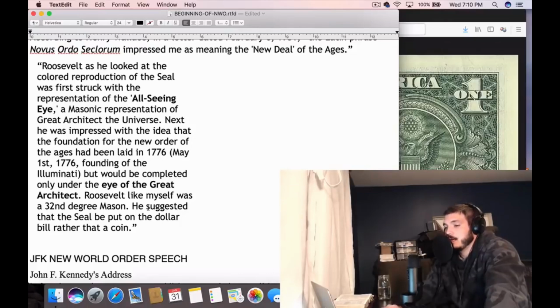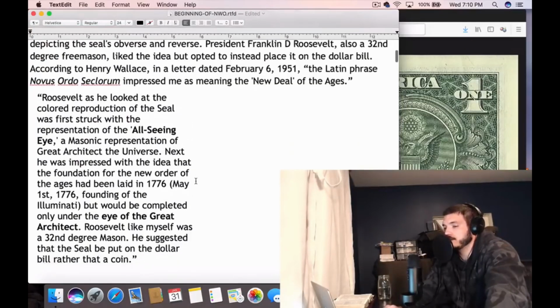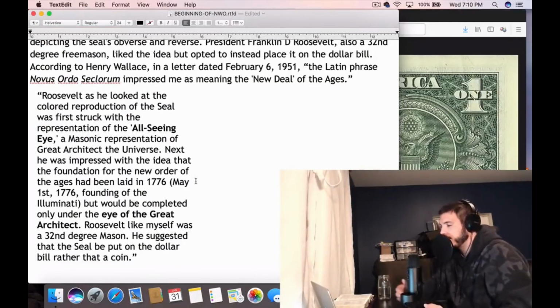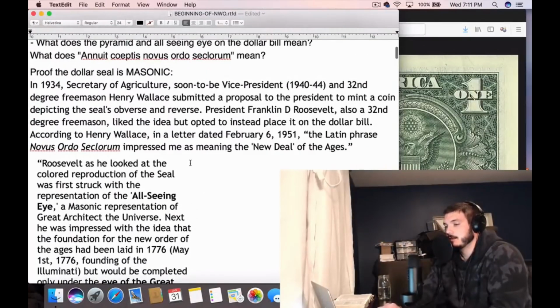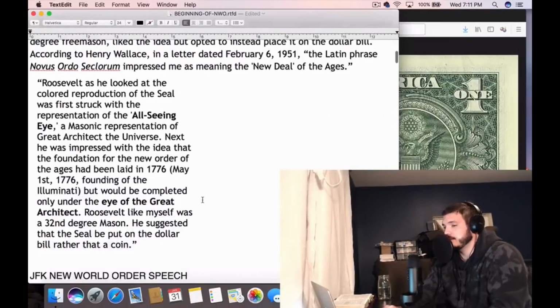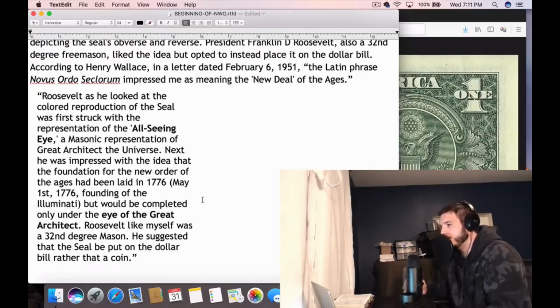And then Henry Wallace finishes by saying, "Roosevelt, like myself, was a 32nd degree Mason. He suggested that the seal be put on the dollar bill rather than the coin." Henry Wallace presented it to FDR, and FDR wanted it. So here's the point. Freemasons got together, designed the seal for the dollar bill, approved of it and put it on the dollar bill. Totally by Freemasons. And you might say, so what? Who cares? What does that mean to me?